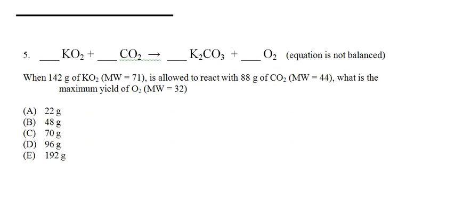Number 5, when 142 grams of KO2 with a molecular weight of 71 grams is allowed to react with 88 grams of carbon dioxide with a molar mass of 44 grams, what is the maximum yield of O2 with the molecular weight of 32 grams? Now, maximum yield again deals with stoichiometry. So the first thing we have to do in stoichiometry is, number 1, write a balanced equation. So looking at this, and again, the equation is not balanced. So that's our job to take care of that.